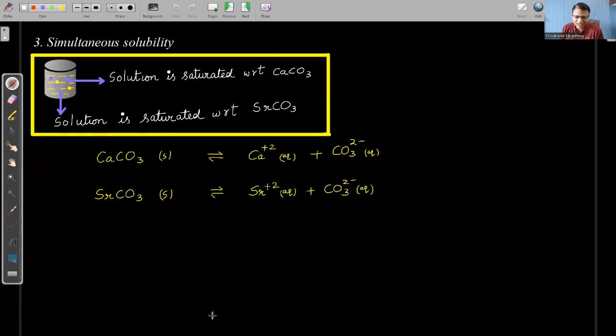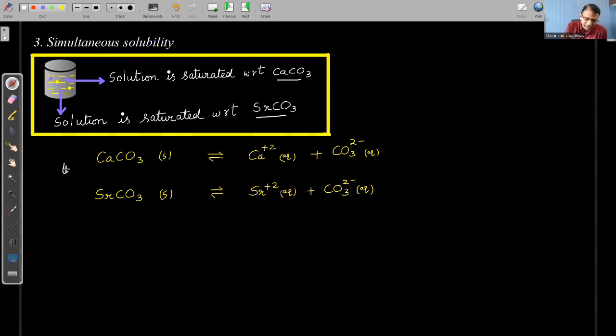Now the third factor is simultaneous solubility. Like here an example. This solution is saturated solution with respect to calcium carbonate, and this is also saturated solution with strontium carbonate. So in this system, there are two equilibria. This is an example of simultaneous equilibrium. According to simultaneous equilibrium, if two or more reactions are taking place in the same system, and these are reversible reactions, then at equilibrium we'll say that it is simultaneous equilibrium.